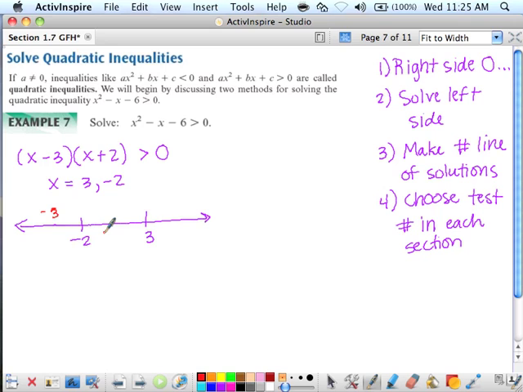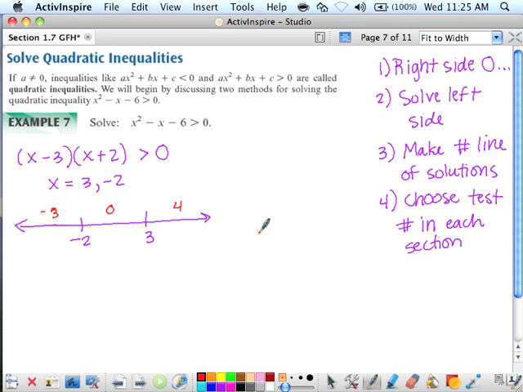Tell me a number between negative 2 and 3. 0. 1 wouldn't matter. It could be anything. Negative 1, 0, 1. You could even use a fraction or a decimal, but most students choose not to. 0 is fairly easy for us, so we'll use that one. And then you can pick any number between 3 and positive infinity. 4, 5, 6, doesn't matter. Choose those test numbers.